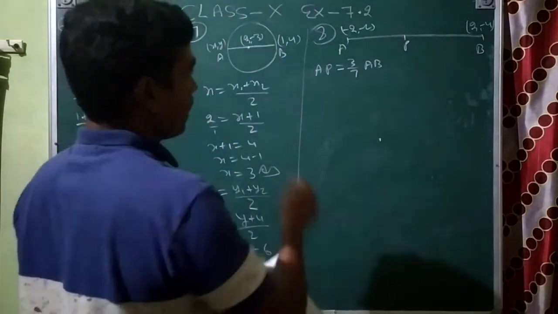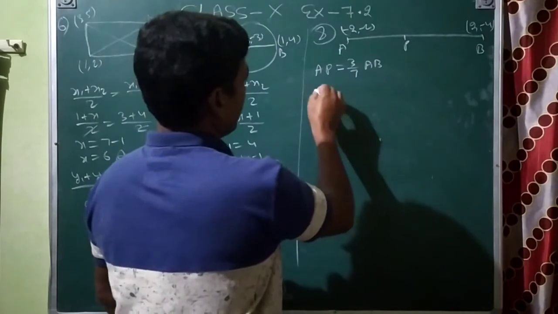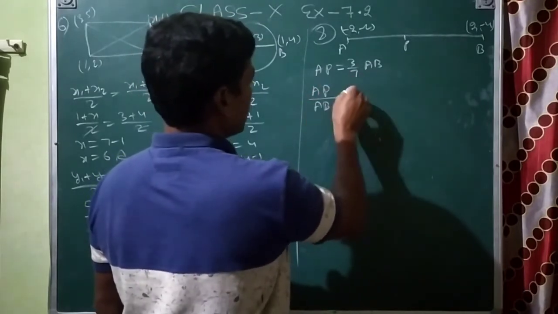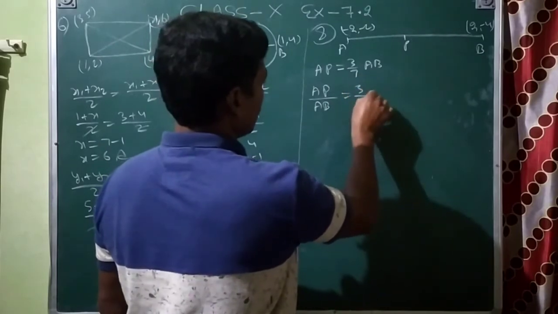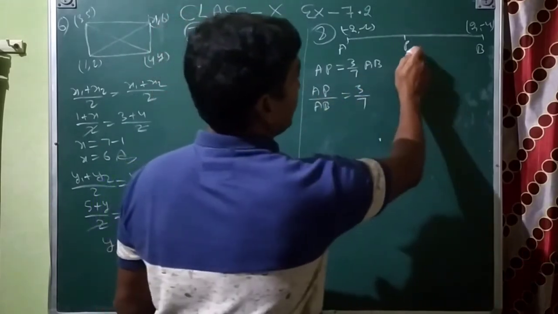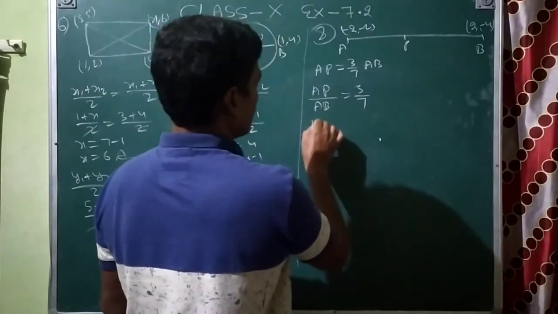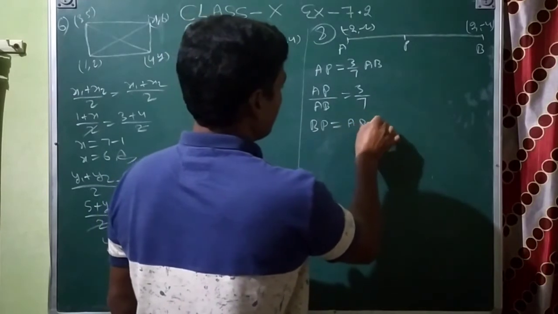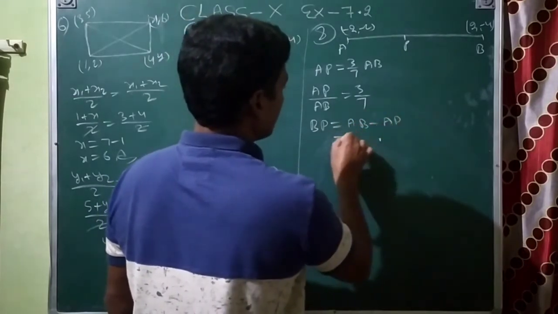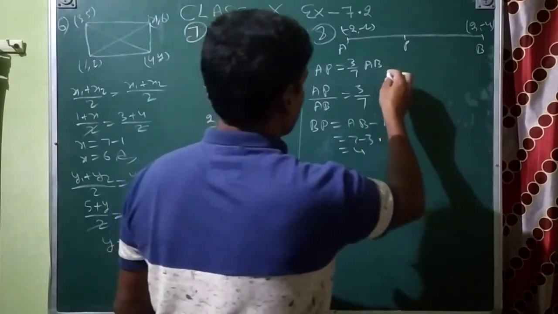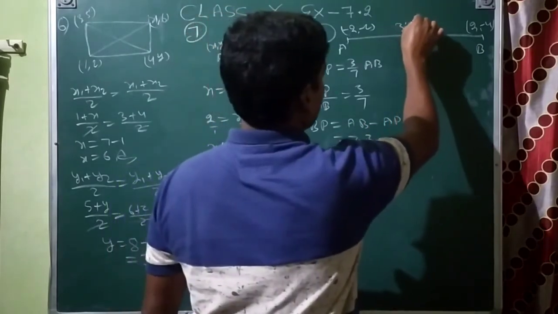We will find AP upon AB, by cross multiplying. So that is 3 upon 7. So AP is 3, AB is 7. But we need to find PB, because that is a ratio. So BP is equal to AB minus AP. So that is 7 minus 3, which is equal to 4. So the ratio is 3:4.